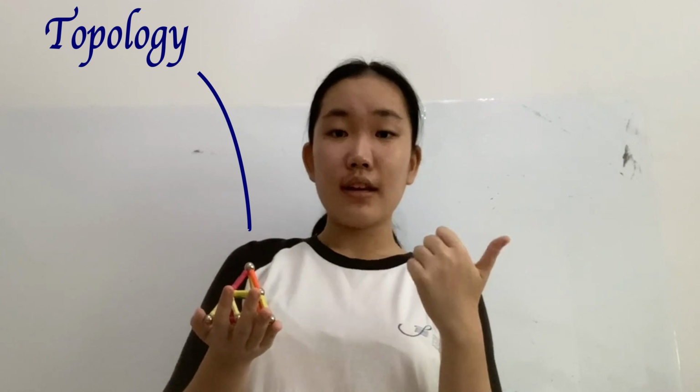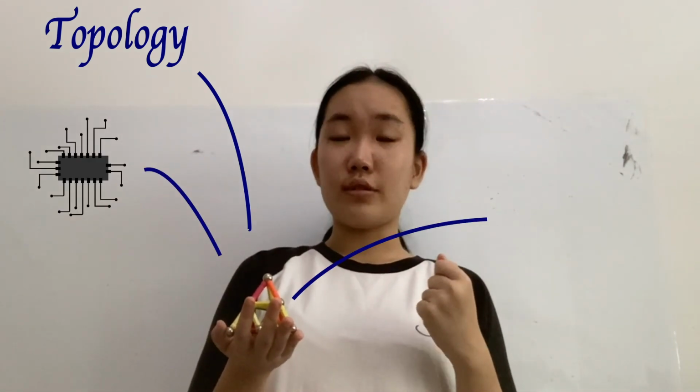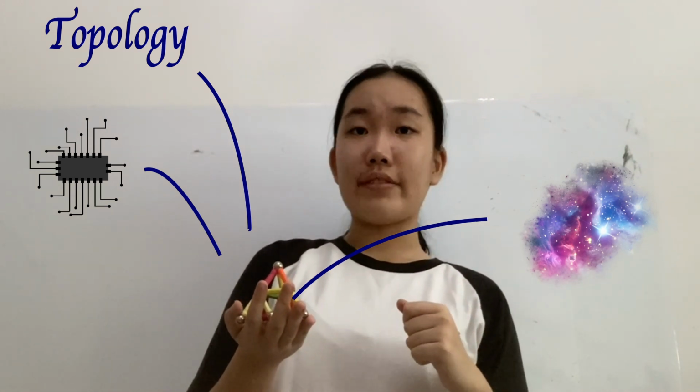This number could be considered the origin of topology, the study of shape and space. It can be used in computer chip design, software networks, and even in the study of the shape of the universe, which shows just how a small thing can have a huge impact on the world.